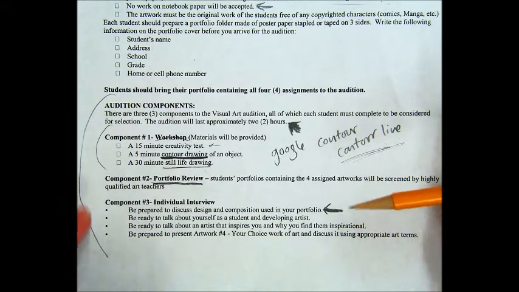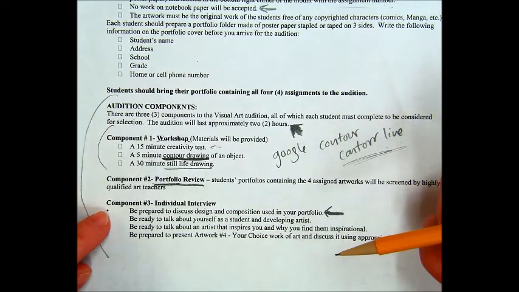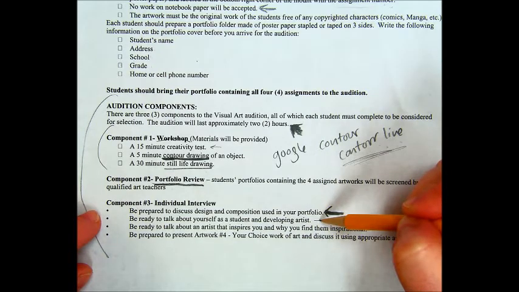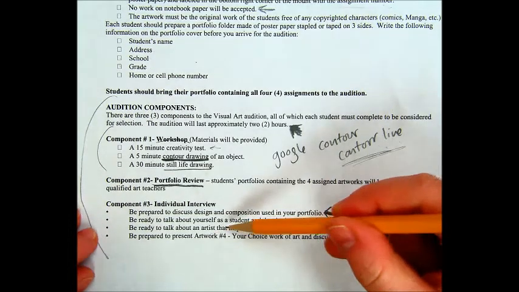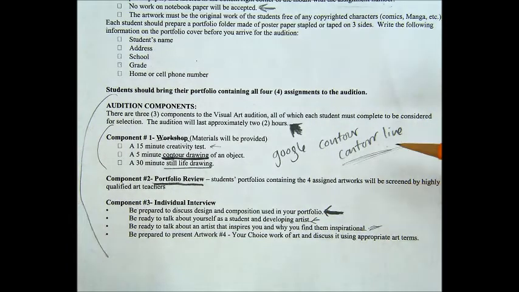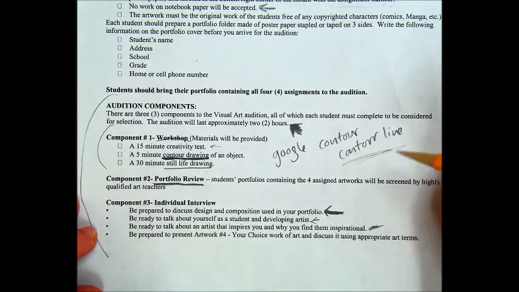So composition, how everything is arranged in your artwork. Be ready to talk about yourself as a student and developing artist. Be ready to talk about an artist that inspires you and why you find them inspirational. This doesn't have to be just an artist that we've studied in art class, like a super famous Van Gogh or Matisse or Leonardo da Vinci.